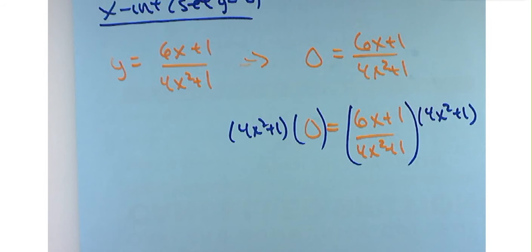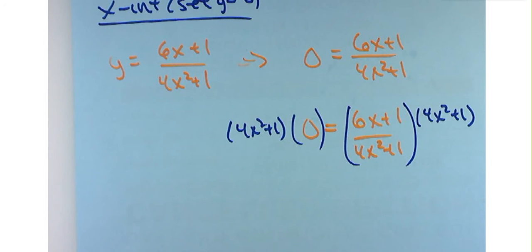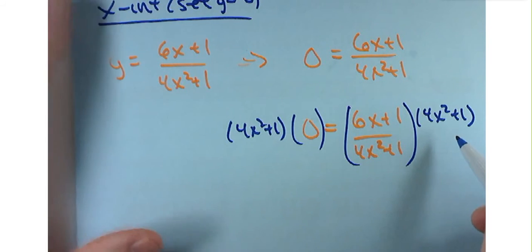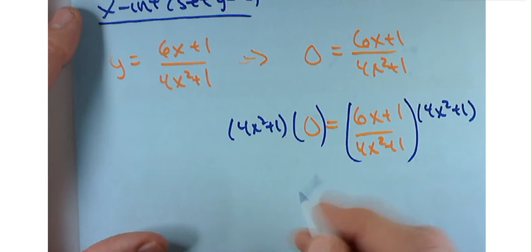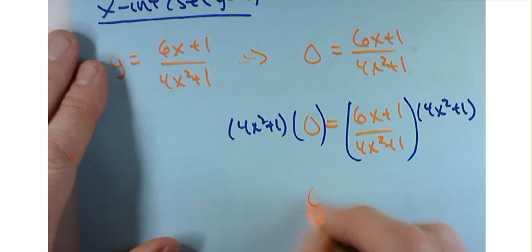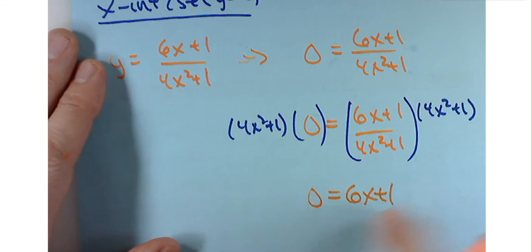So, I'll tell you what, Henry, maybe you can help me out here. Can you simplify this equation for me? I've multiplied both sides by 4x squared plus 1. It's 0 equals 6x plus 1. Perfect. 0 equals 6x plus 1.